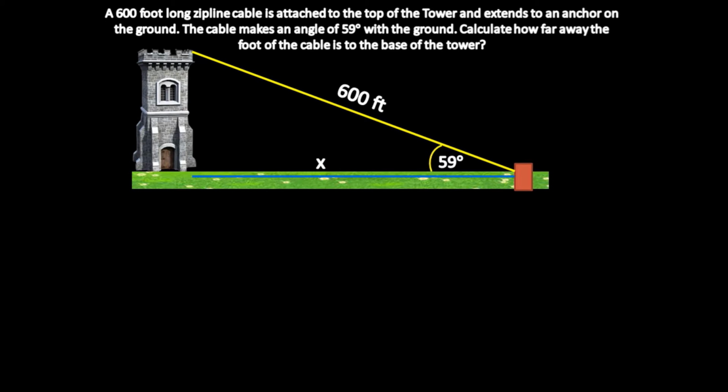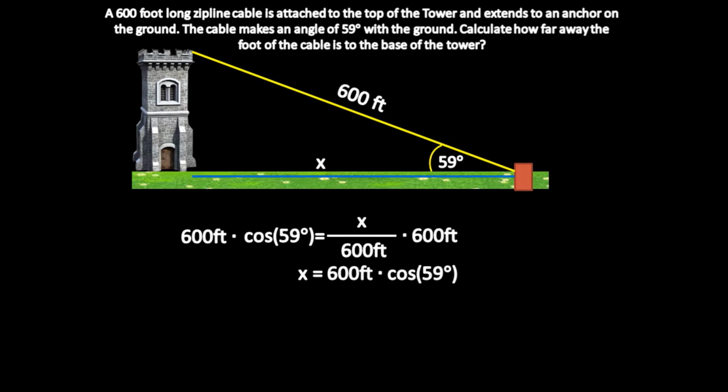Using SOH CAH TOA, we know adjacent and hypotenuse, A and H. So we are going to use cosine is equal to adjacent over hypotenuse. So here's our equation. Cosine 59 degrees is equal to x over 600 feet. Multiply both sides by 600 feet. Then our x is 600 feet times cosine 59 degrees. Plug this into your scientific calculator and make sure it is in degree mode. So our x is approximately equal to 309.02 feet.